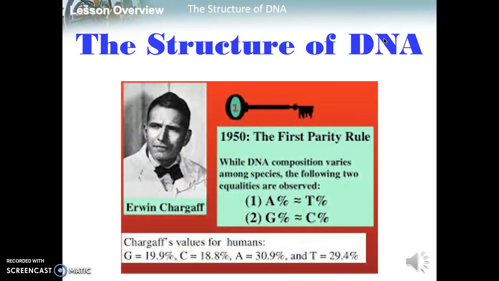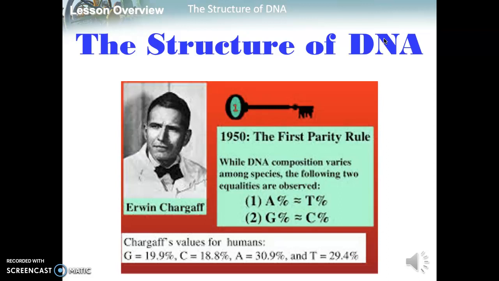From Franklin, we're going to run into a guy by the name of Erwin Chargaff. Now, as I mentioned, there were nitrogenous bases. There are 4 nitrogenous bases that make up DNA. They are G, guanine; C, cytosine; A, adenine; and T, thymine.